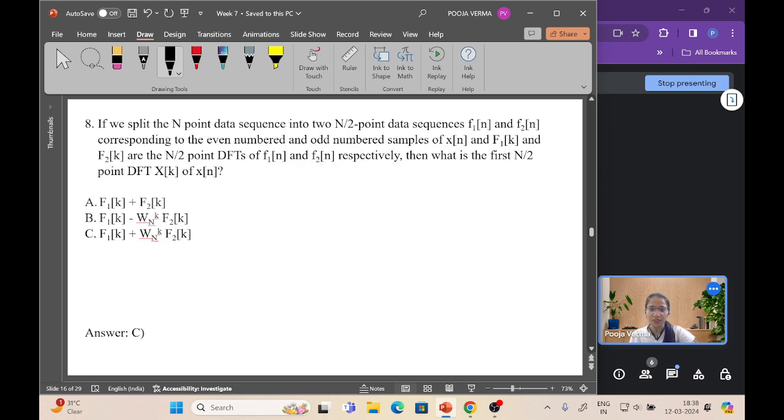Okay. Moving to the next question then. If we split the N-point data sequence into two N by 2 point data sequences f1(n) and f2(n), corresponding to the even numbered and odd numbered samples of x(n), and F1(k) and F2(k) are the N by 2 point DFTs of f1(n) and f2(n) respectively, then what is the first N by 2 point DFT X(k) of x(n)? Option A is F1(k) plus F2(k). Option B is F1(k) minus W_N^k F2(k). Option C is F1(k) plus W_N^k F2(k).